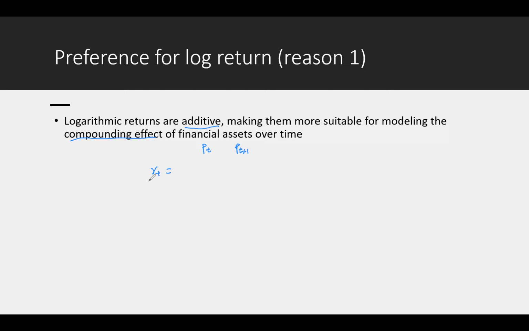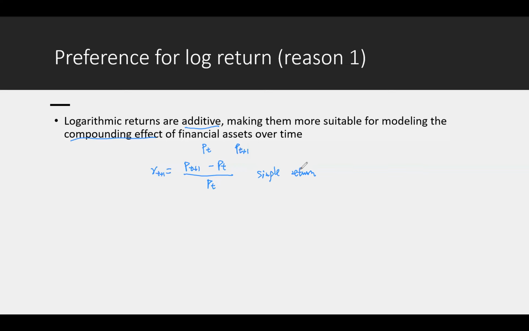So it is defined as, so let's denote R_{t+1} to indicate the return realized on day t plus 1, right? So first calculate the price difference, right? It could be positive, it could be negative, and then we normalize it by dividing it by the previous day's price. So this is what we call a simple return.